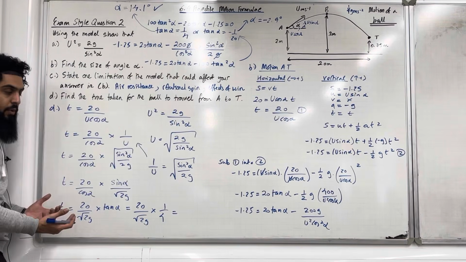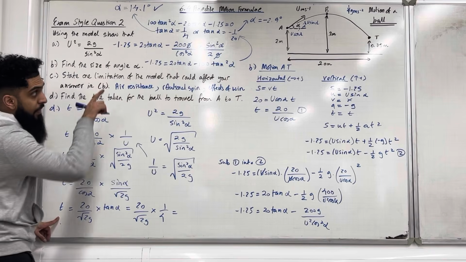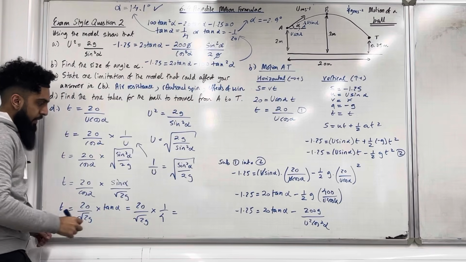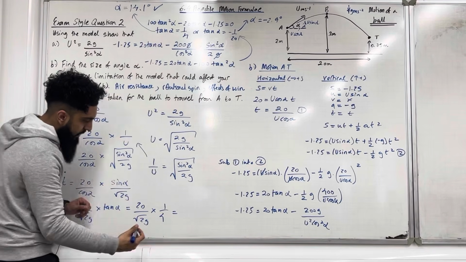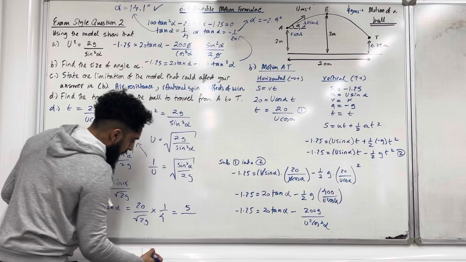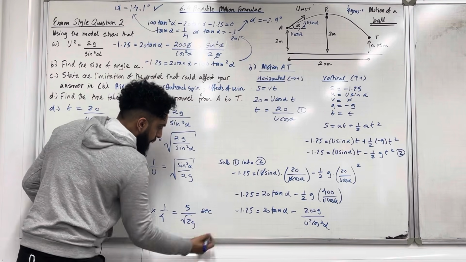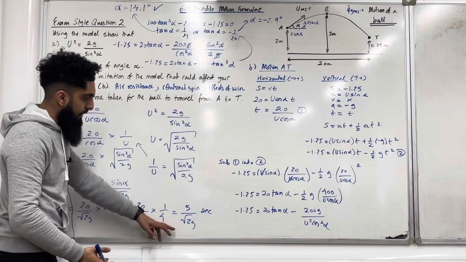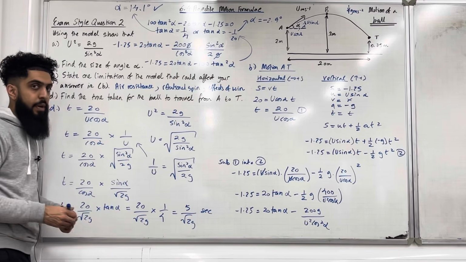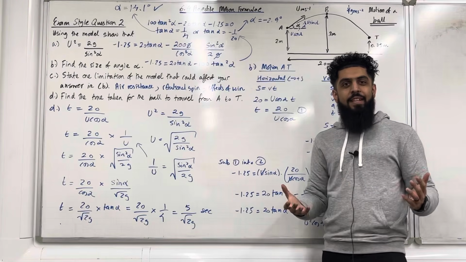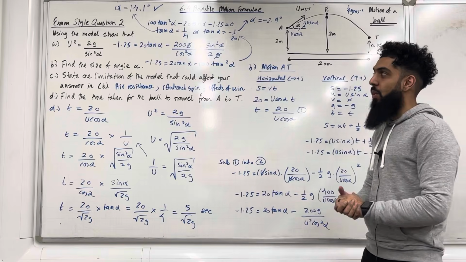And so in exact form, the time at the point T will be 20 divided by 4, which is just 5, over square root 2g seconds. Okay, so that there is the time at the point T. And that there, ladies and gents, is the end of exam style question 2.